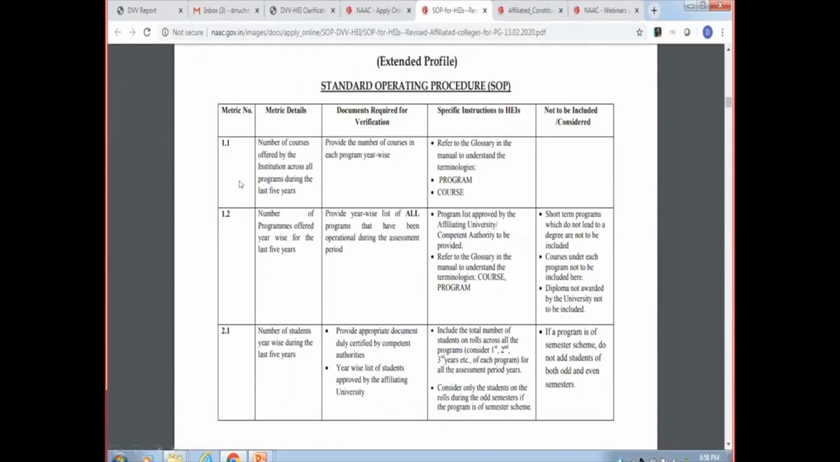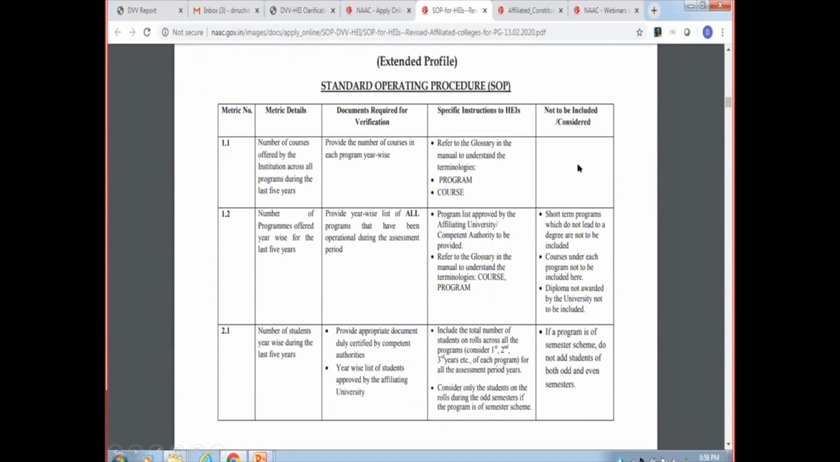And if you see out here, this is the standard operating procedure for the extended profile. The metric details: number of courses offered by the institution across all programs. So what are the documents we are asking? Provide the number of courses in each program year-wise. Specific instruction: please refer to the glossary in the manual to understand the terminology of course and program.